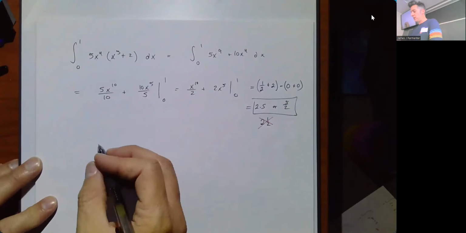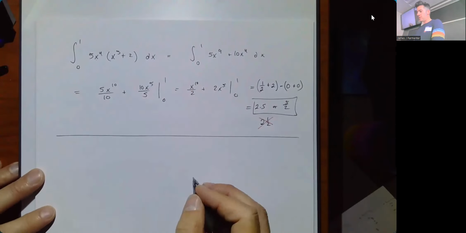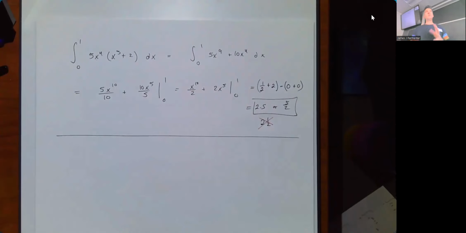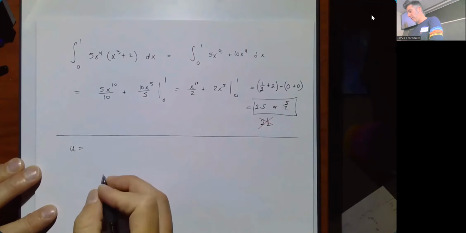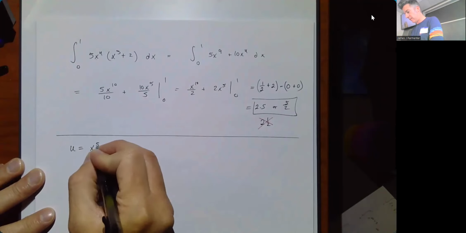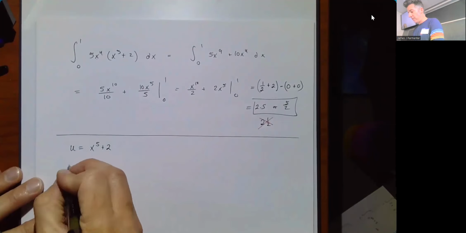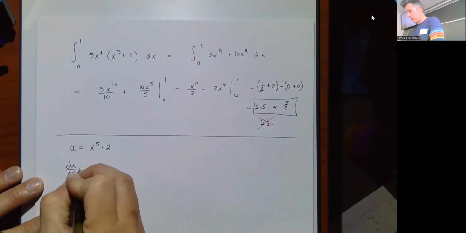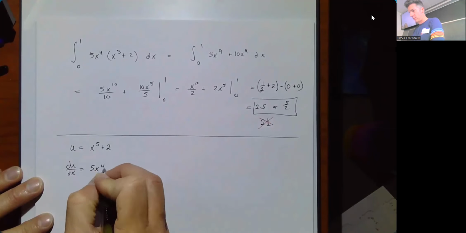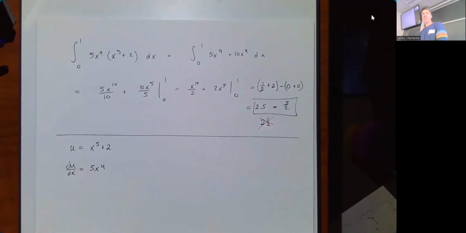Let's talk about how we do this doing a U substitution. So the idea with a U substitution is you're trying to pick U equal to something so that the derivative of U also is in your integral. So here, the choice for U that I would make would be letting U equal x to the 5th plus 2, because the derivative of U is exactly 5x to the 4th, which I have in my integral.